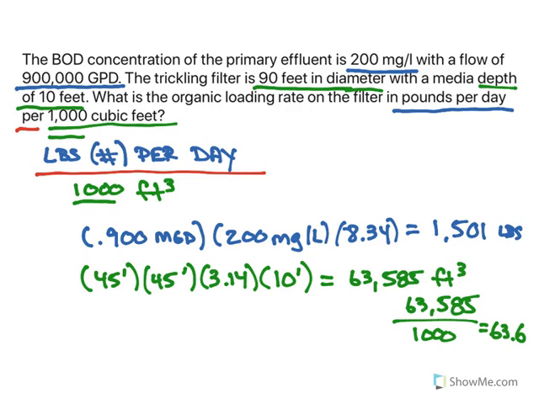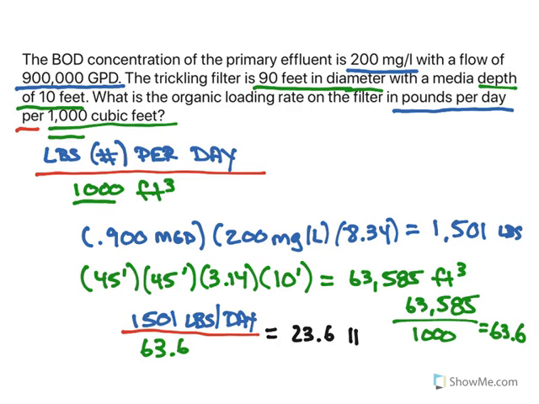So when we go to plug these numbers in and get our final answer, we're going to take our pounds. Remember, 1,501 pounds per day. And we're going to divide that by 63.6, that kind of made up number of 1,000 cubic feet. So when we divide 1,501 divided by 63.6, we get a number, 23.6 pounds per 1,000 cubic feet.